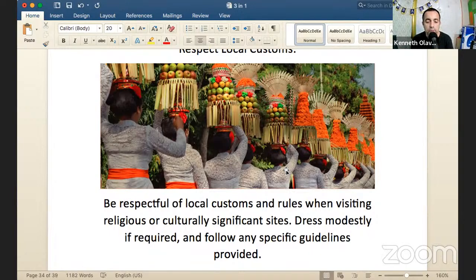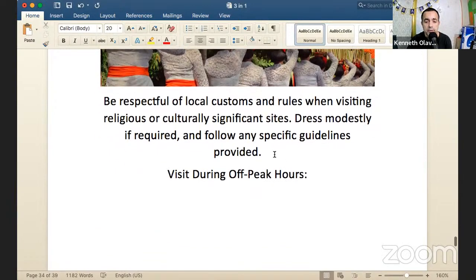Be respectful of local customs and rules when visiting religious or culturally significant sites. Dress modestly if required and follow any specific guidelines provided. Very, very important.